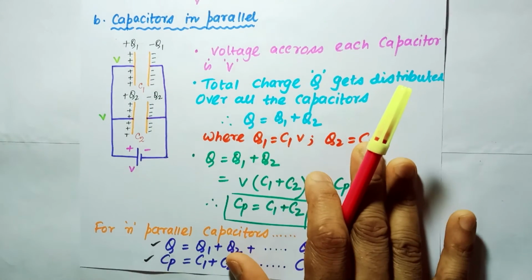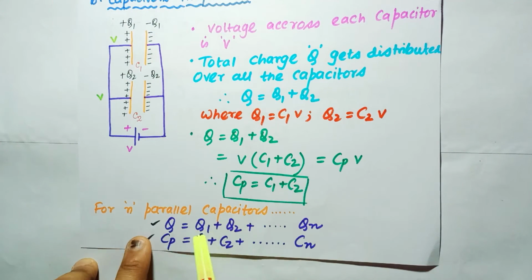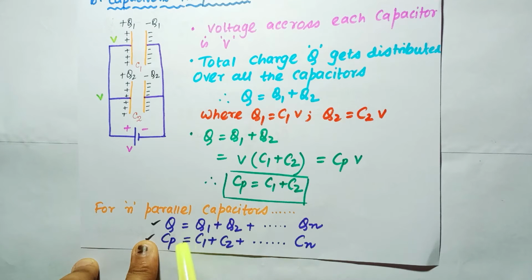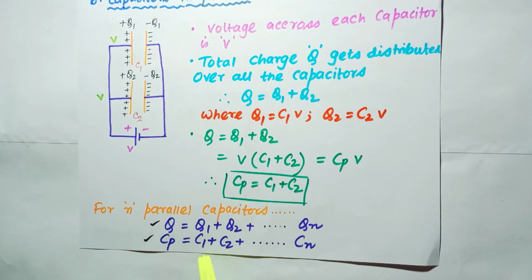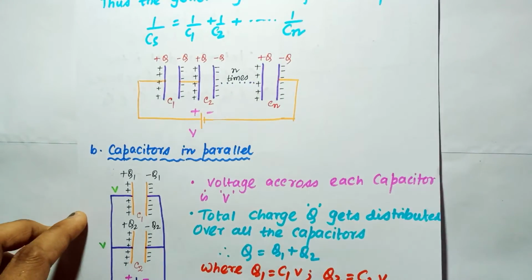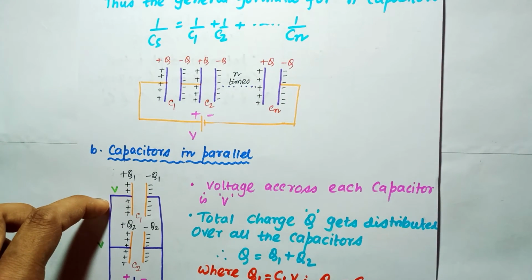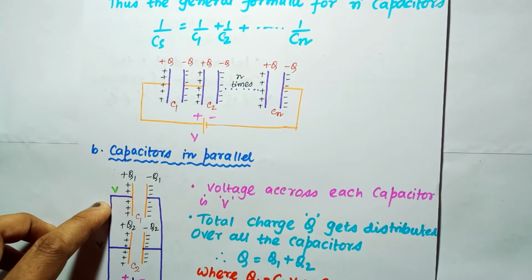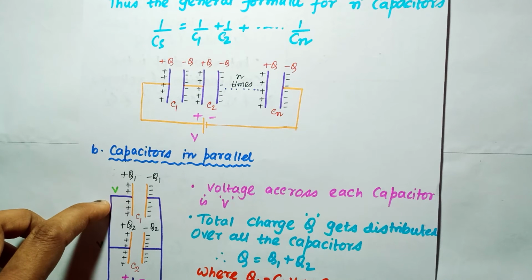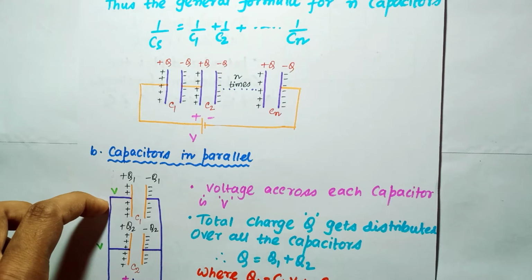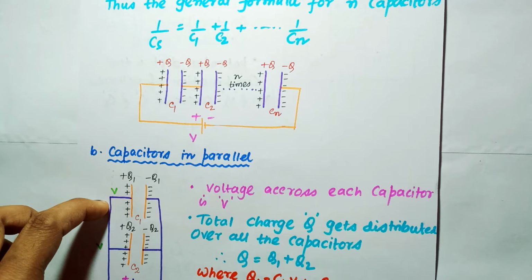Similarly, for n parallel capacitors, I can write that the whole charge will add up. So Q is equal to Q1 plus Q2 up to Qn, and the resultant capacitance Cp is equal to C1 plus C2 up to Cn. So we can see that for the resultant capacitance of n capacitors, when they are placed in series or parallel combination, the result is the opposite of how resistance behaves for series and parallel combinations that we have learned before.